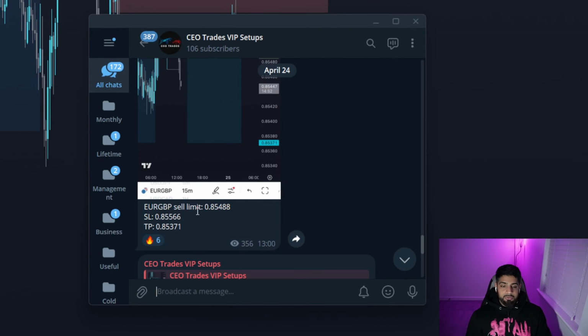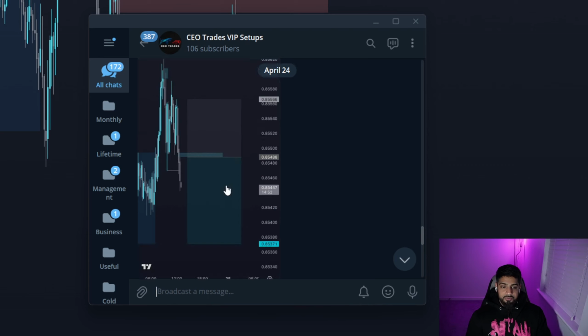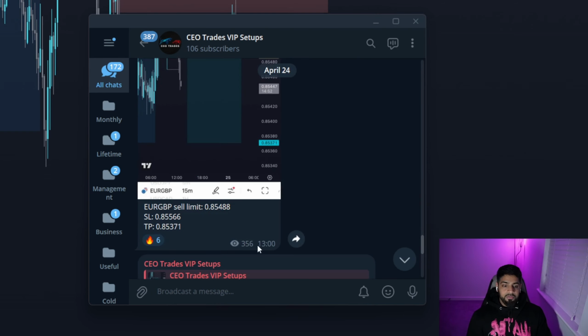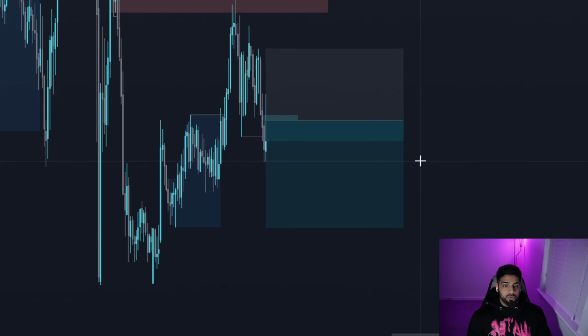And as you can see, this is where I sent the trade inside of the VIP group as well. So Euro GBP is sell limit with all of the numbers for the stop loss and the take profit, and also a screenshot of the trade as well, just so everyone can see that there is no tampering going on with the trade. As you can see, this was sent back on April the 24th at 1 p.m. in the afternoon UK time.